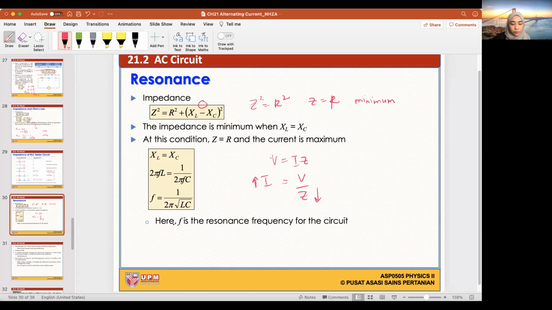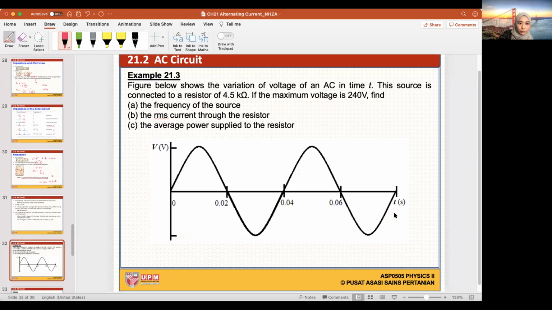Okay, so we want to talk about the condition for XL equals to XC to happen. So just equate 2 pi fL with 1 over 2 pi fC. You will find out the f. So here f is called the resonance frequency of the circuit. Resonance frequency happens when XL equals to XC and Z equals to R. Okay, penting. Penting.